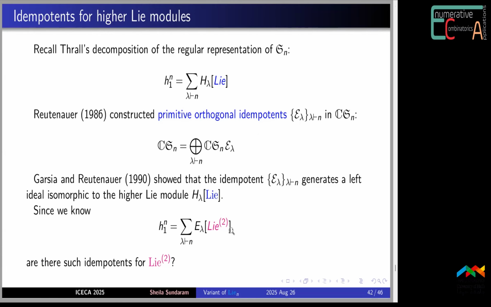Okay, there are also idempotents for the higher Lie modules. Reutenauer constructed a family of primitive orthogonal idempotents that I'm calling script E of lambda. And then Garcia and Reutenauer showed that this generates a left ideal isomorphic to the higher Lie module H lambda of Lie. So again, you could ask, are there such idempotents for Lie superscript 2?